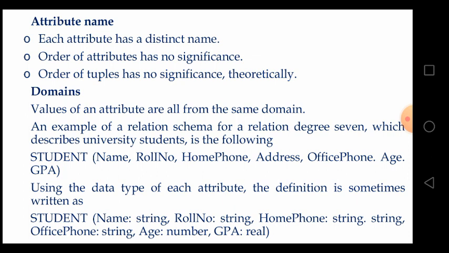Next, another characteristic is domains. Values of an attribute are all from the same domain.